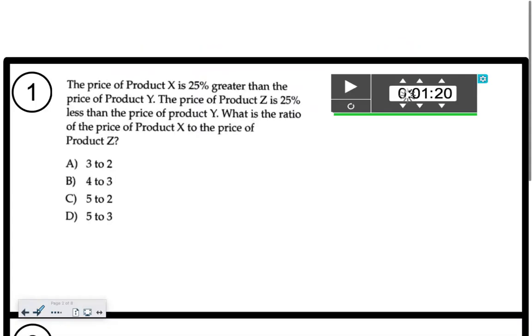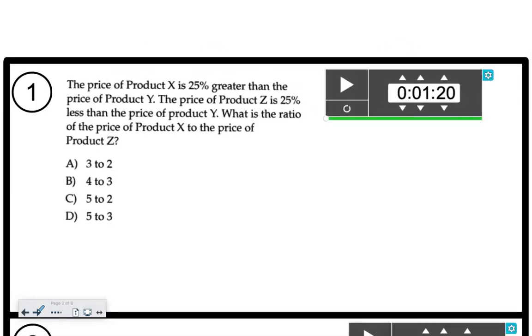All right, let's get started. So let's take a look at number one. So we've got the price of product X. What I'm going to do is, as I read this, write the mathematical equations out to represent the sentences.